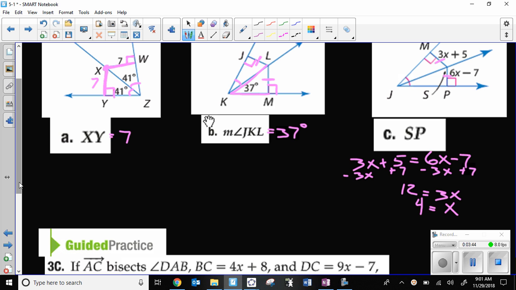But again, I don't really want X. I want SP. I'm going to find SP up here. It's this one. And I'm going to plug it in. 6 times my value of X minus 7 will get me 24 minus 7, which should therefore be a value of 17. Alrighty.